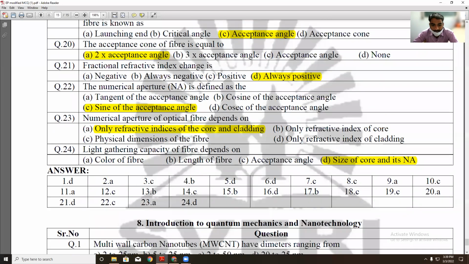So in the next lecture we will discuss our last unit, that is the introduction to quantum mechanics and nanotechnology. Basically this unit is divided in two parts. The first is quantum mechanics. Under quantum mechanics we will discuss de Broglie hypothesis, matter waves, and the Davisson-Germer experiment.